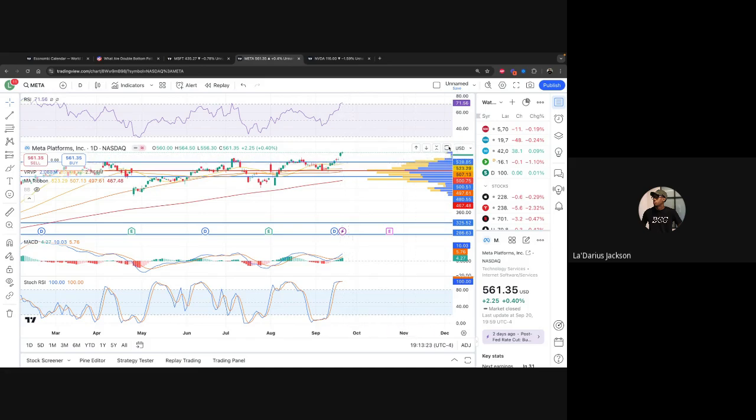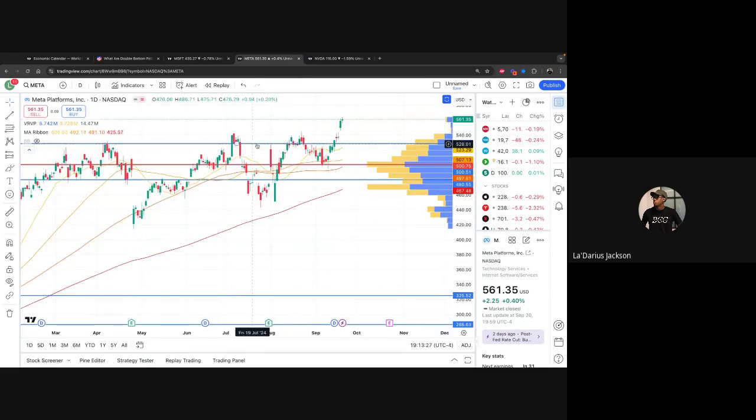And then if we get another pullback to the 530s that we struggled so hard to break through, that'll be another buy point, right? So if you bought tomorrow at 560 and it pulls back to 530, I would be buying again at 530. I don't think that we're going to see 500 again unless something catastrophic happens.